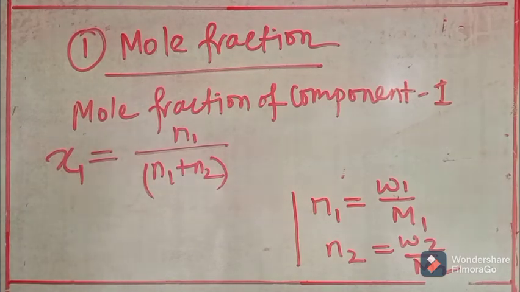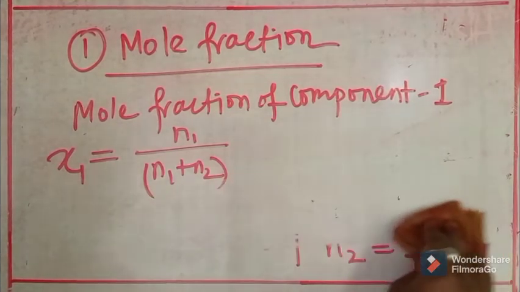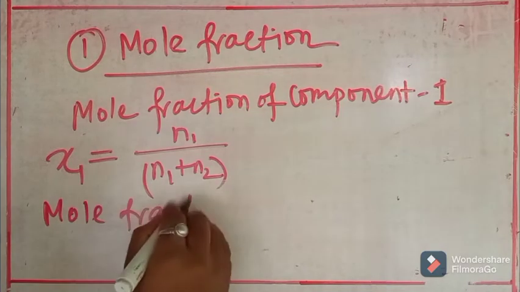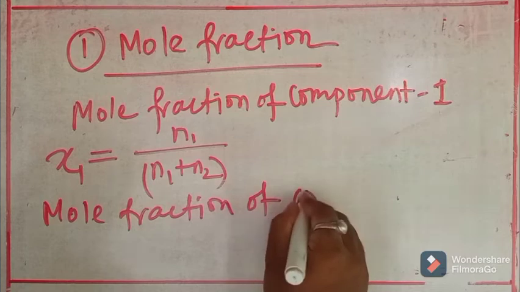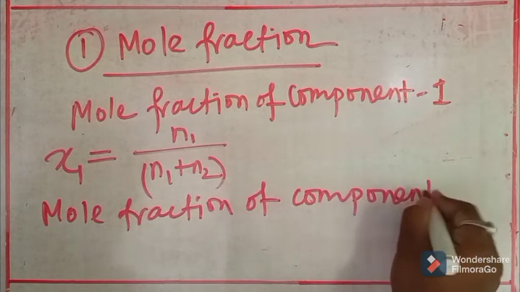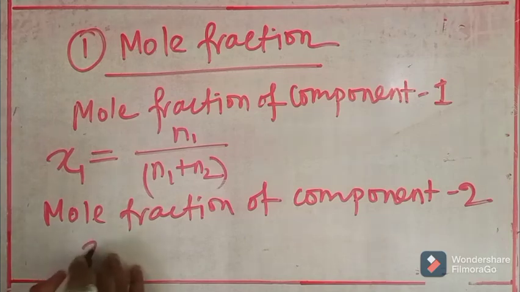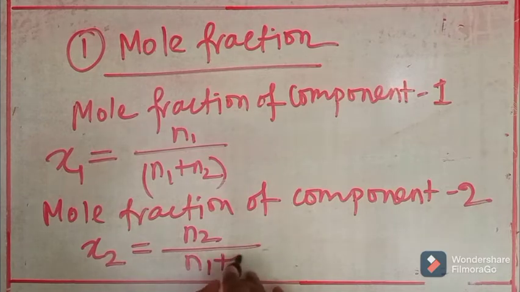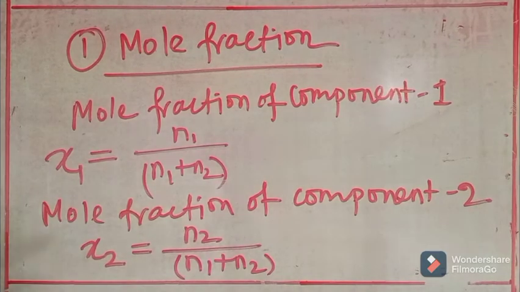Now we can also have the mole fraction of component 2. How can we write it? We can write the mole fraction of component 2, X2, as N2 by N1 plus N2, right? So that is the mole fraction of component 2. In this way we can calculate the mole fraction of component 1 as well as the mole fraction of component 2, right?